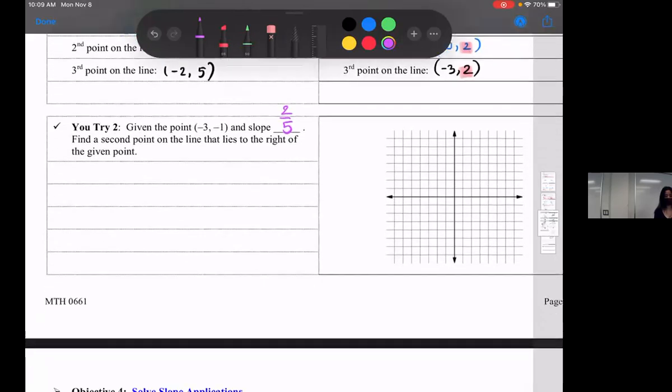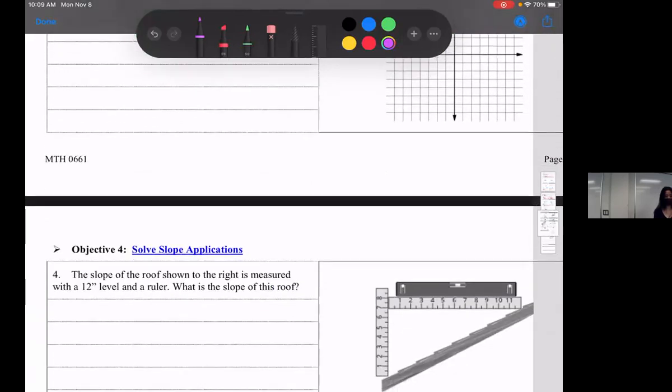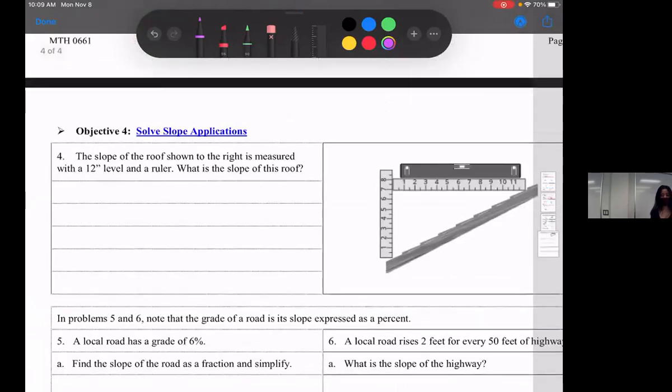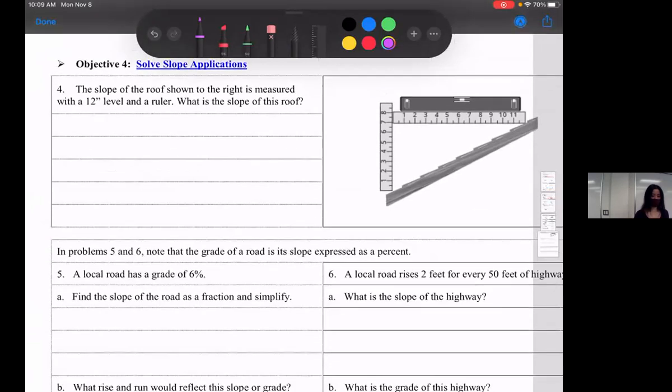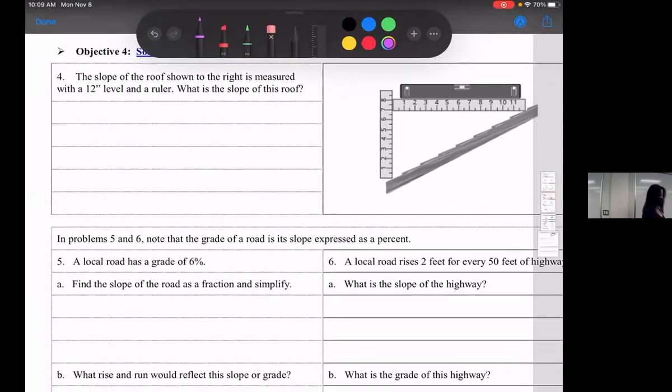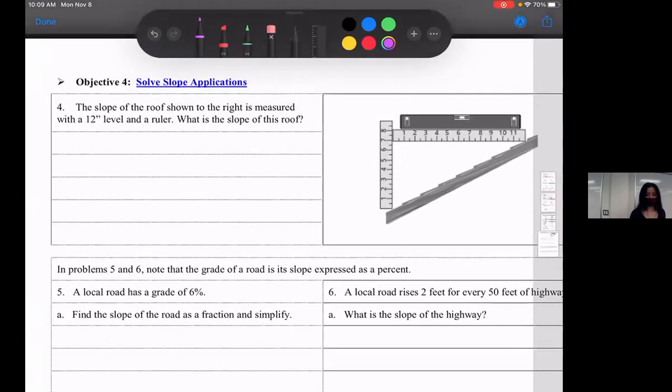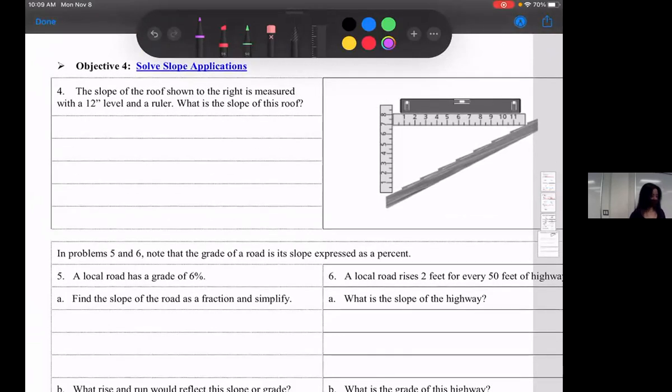Let me continue. Objective 4 will be solving slope applications. You're going to have one like this or two like this on the exam, I'm pretty sure. Okay, so number 4 is just an example that I'm mostly eyeballing.